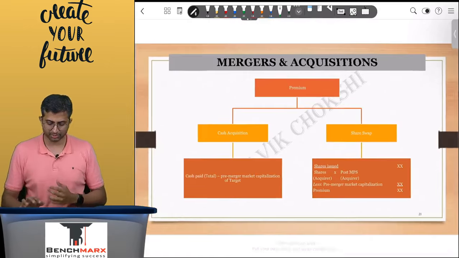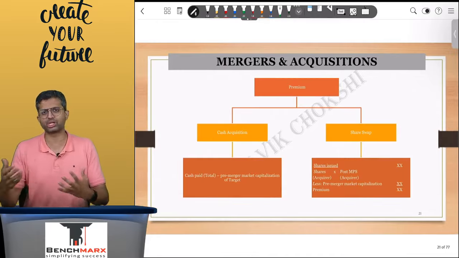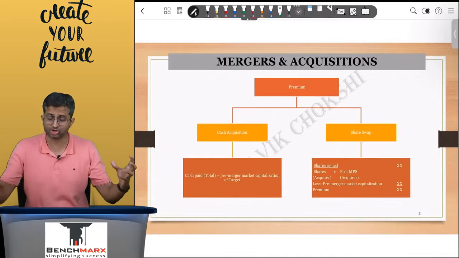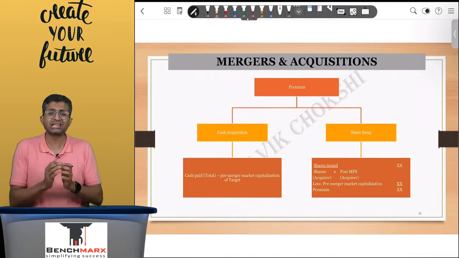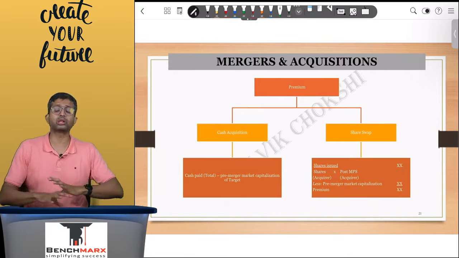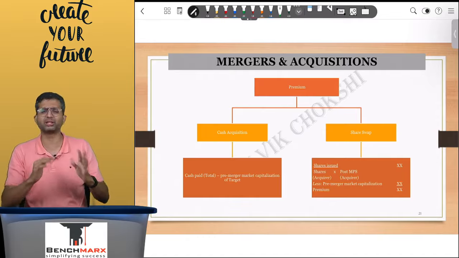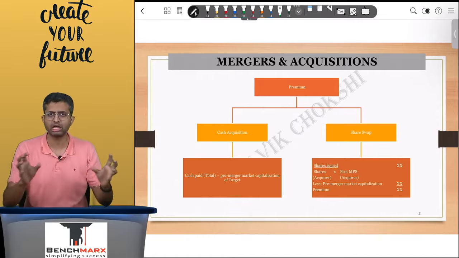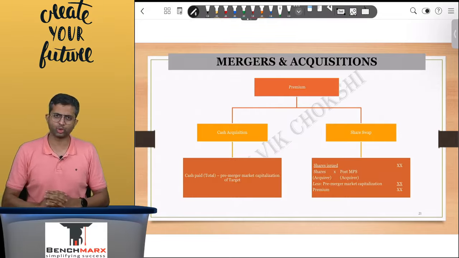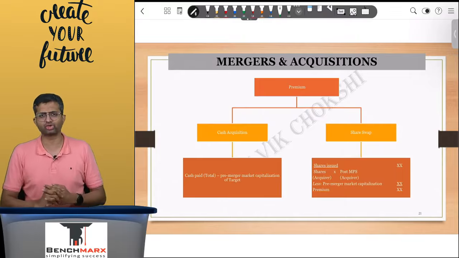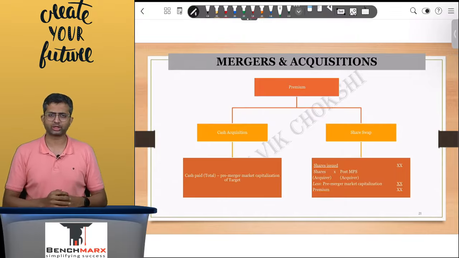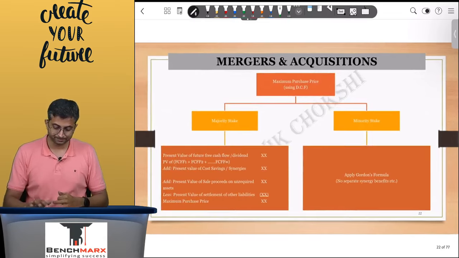So over here, premium is a part of the gain on the merger, which is taken up by the target shareholders. The gain on the merger is calculated as the value of the combined entity, acquirer and target, minus the value of the acquirer minus the value of the target. That will give you the gain on the merger overall. A part of this gain may go to the acquirer shareholders, a part of it may go to the target shareholders, depending on the exchange ratio.